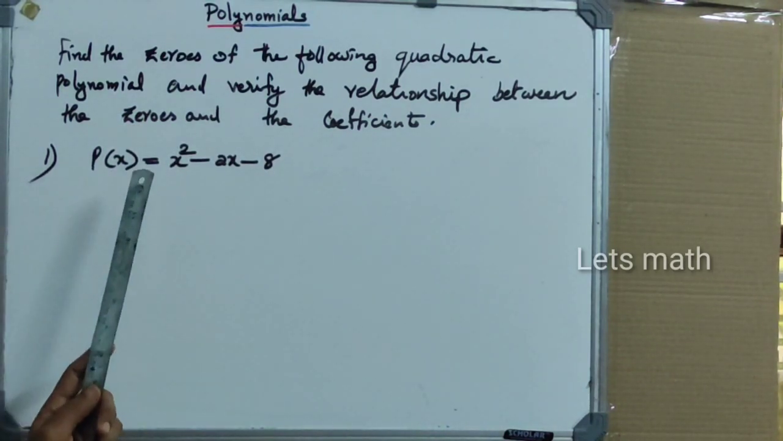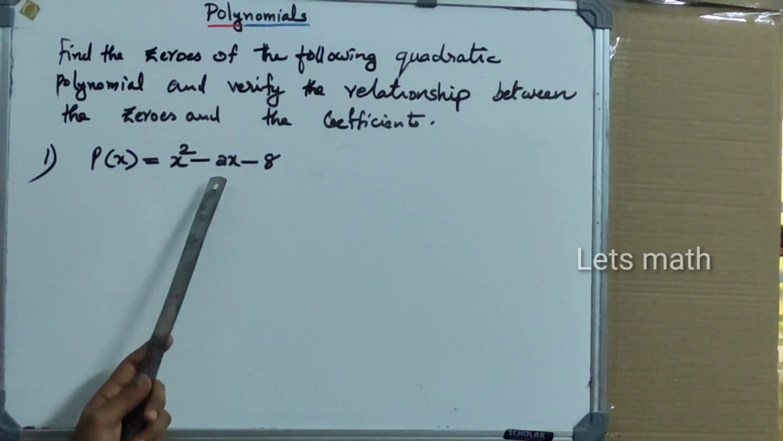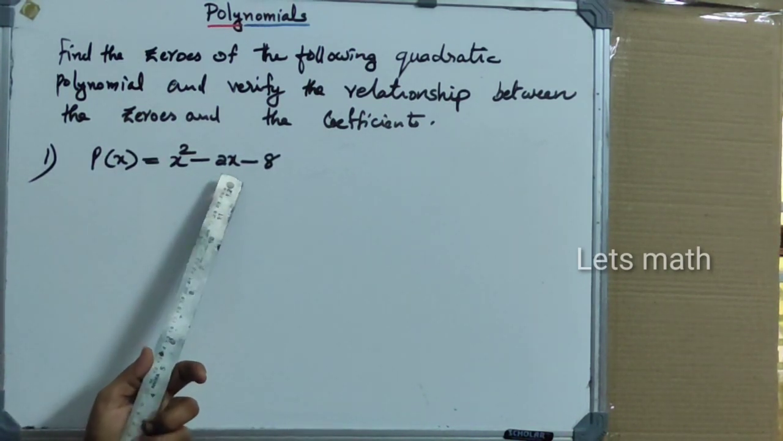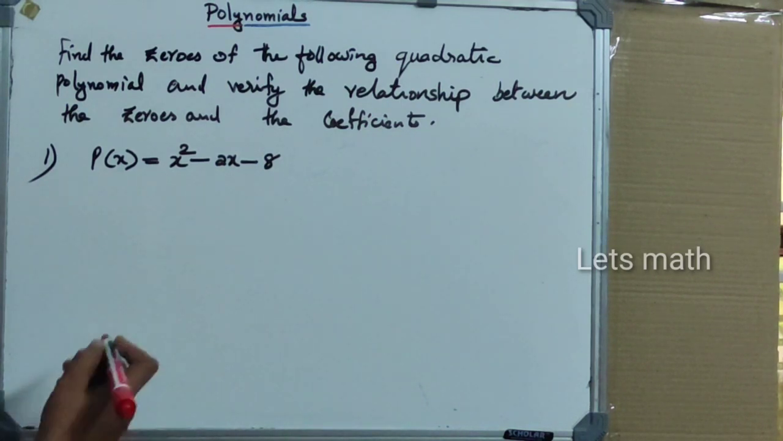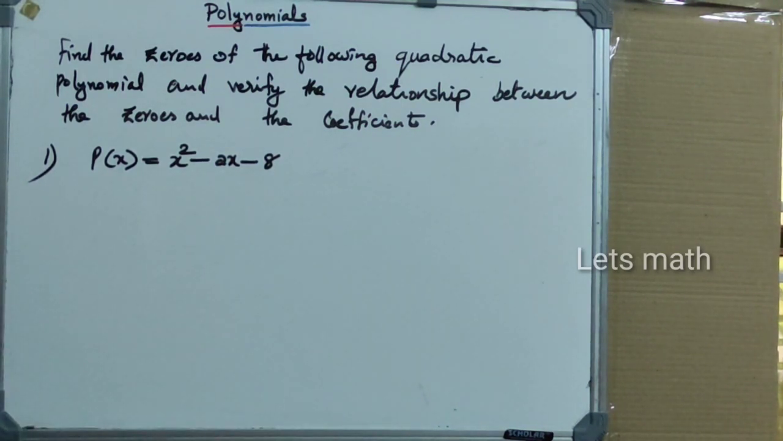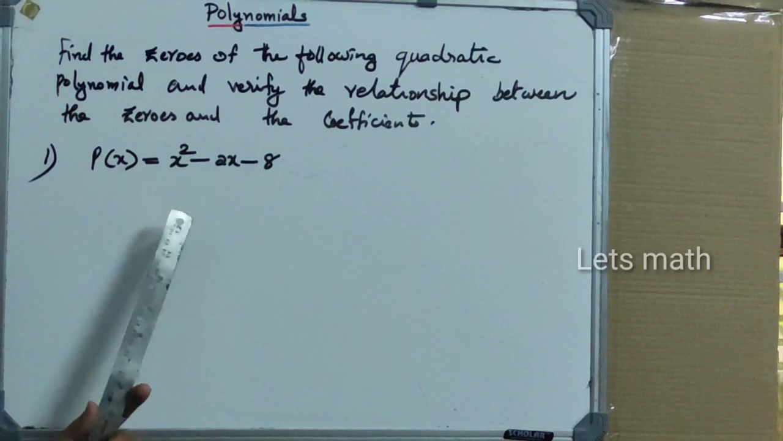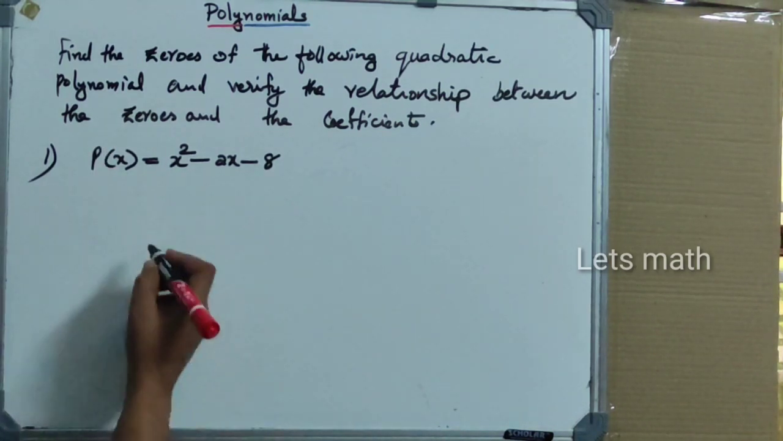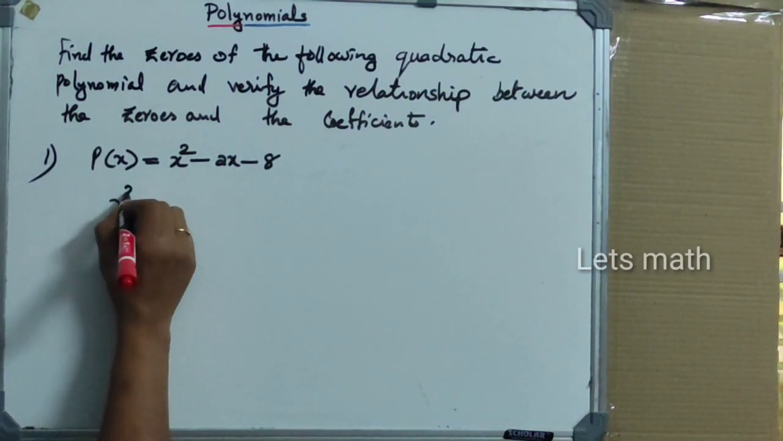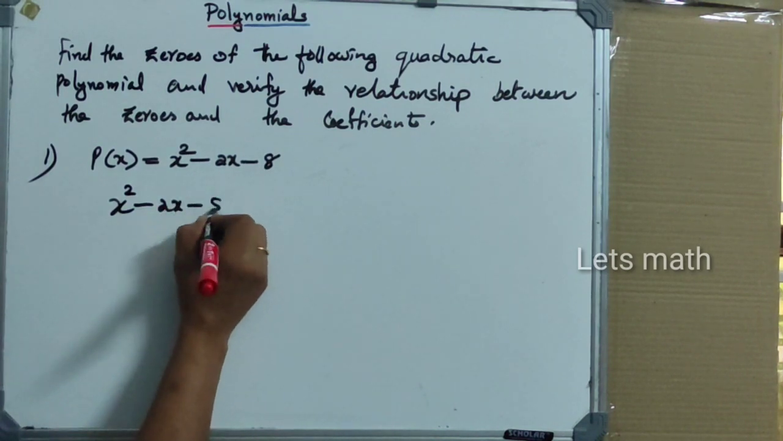So let us see. P of x equal to x square minus 2x minus 8. Now we have to factorize this one to find the zeros and equate to 0. So let us factorize it. x square minus 2x minus 8.